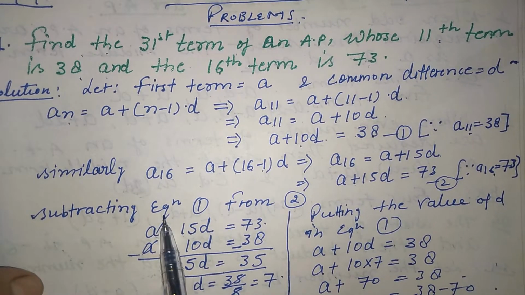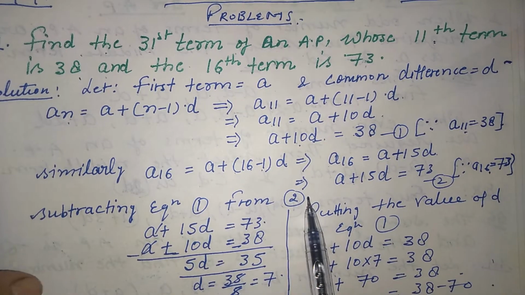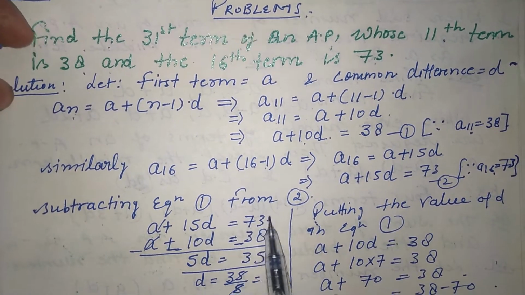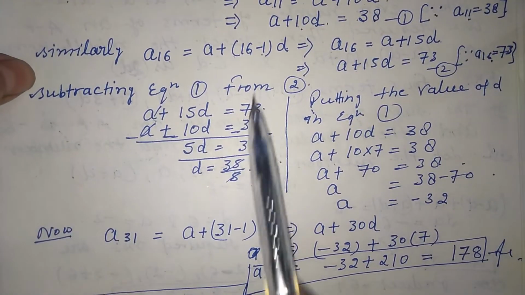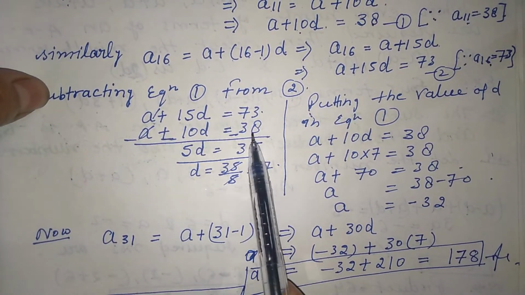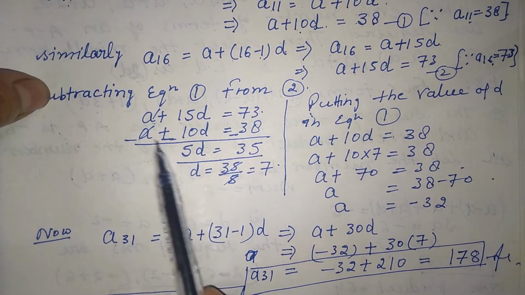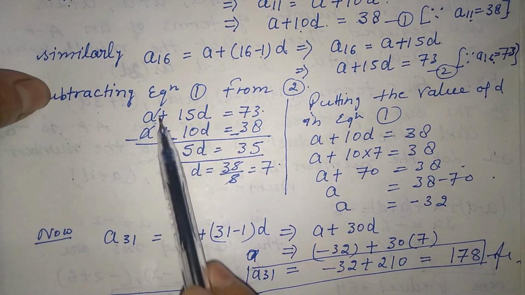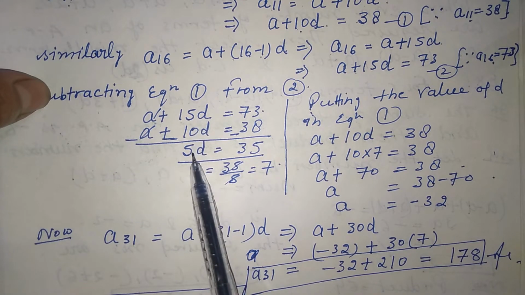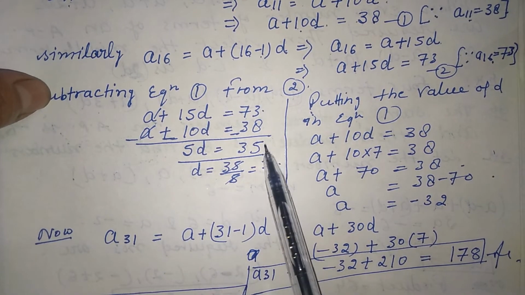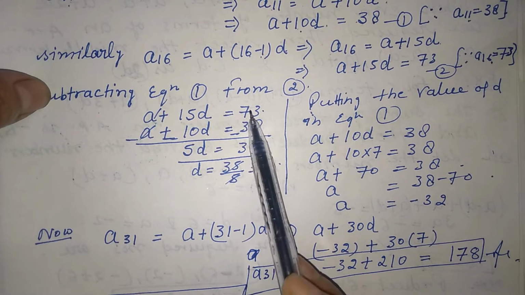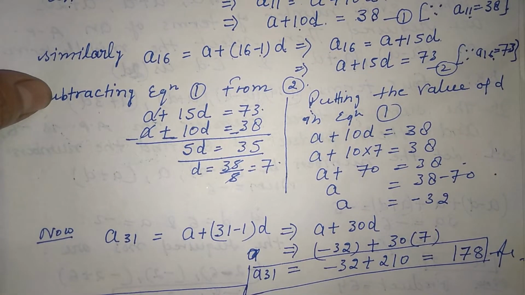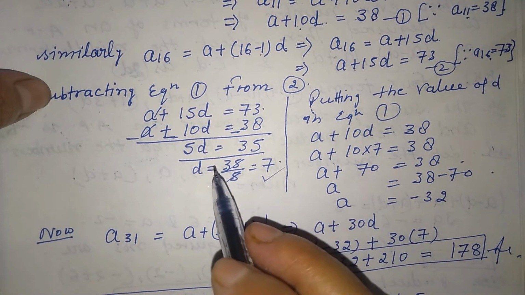So subtracting equation 1 from 2: we have a plus 15d is equal to 73, this is our second equation, and a plus 10d is equal to 38. On subtracting, we know that we have to change the sign of the second equation. So a will cancel out, 15d minus 10d is 5d, is equal to, on subtraction, 73 minus 38 is 35. So d is equal to 7. We are getting here d is equal to 7.